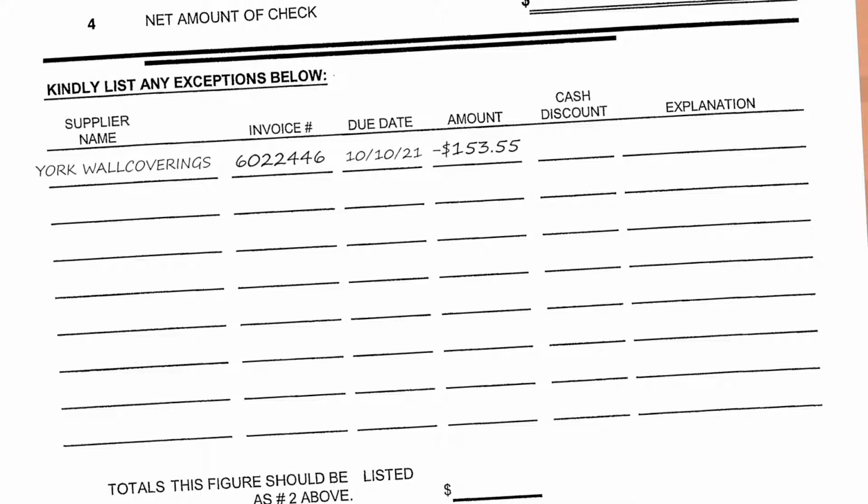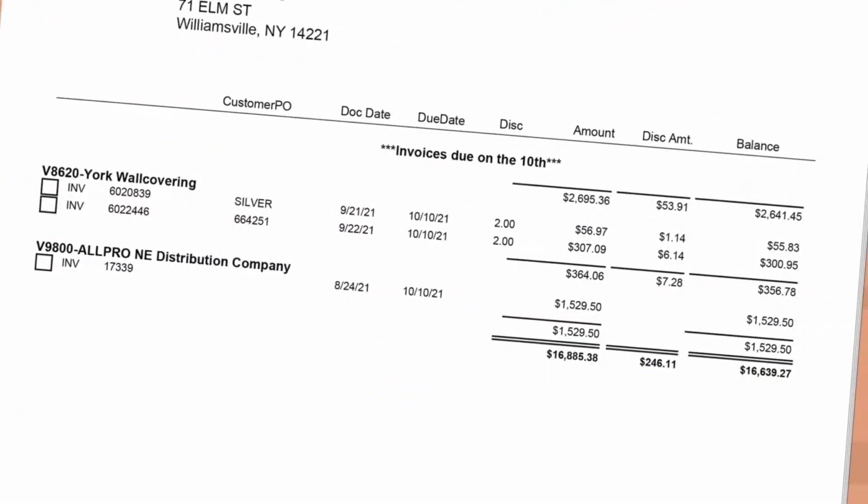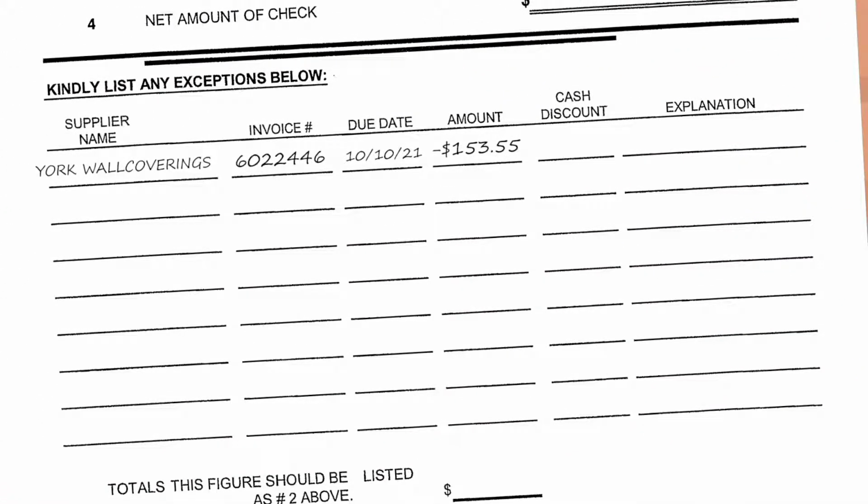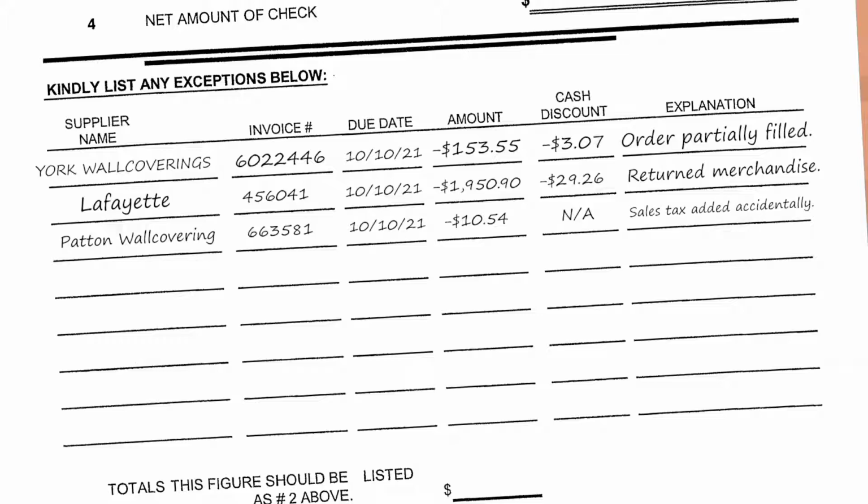Now, because most of your orders through ALLPRO receive a cash discount, you'll need to do some math on that as well. Your discount amount on this order was $6.14. But because you only received 50% of your order, the discount is now half that, or $3.07. Lastly, be sure to include the explanation for this exception. If you had other exceptions in this month's statement, include them here as well.